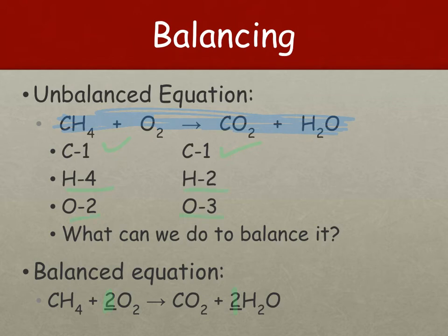So in order to get the correct number of hydrogens, I need more hydrogens on my product side. So I'm going to put a number 2 out in front there. That gives us now 4 hydrogens, and that gives us 2 plus 4 oxygens. Okay, so now our hydrogens are check, check, but our oxygens are not.